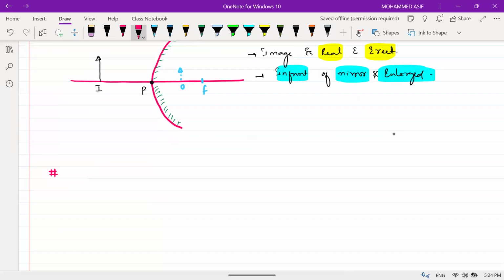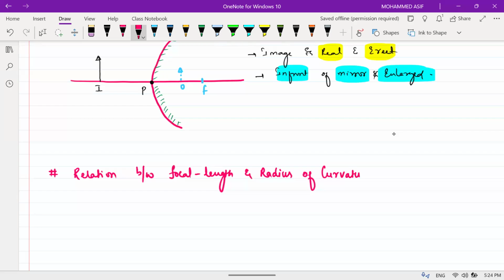That is the relation between focal length and radius of curvature. Okay, talking about the relation between focal length and radius of curvature, focal length is represented by f, and radius of curvature is represented by capital R.